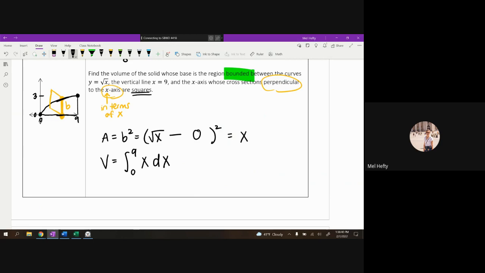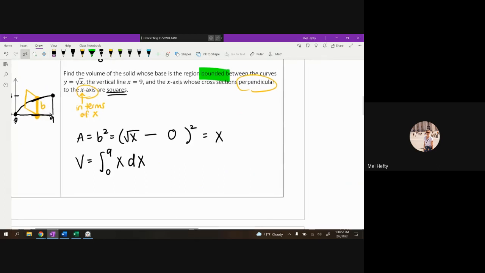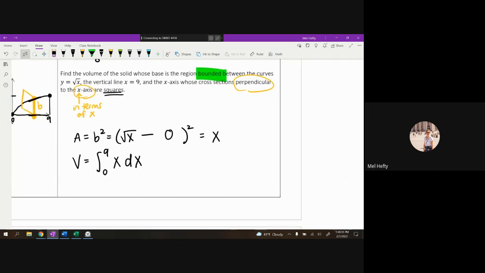The bounds of integration should match the letter that's in my problem, my variable in my problem. If you ever get stuck, a good trick is to take your pen and put it on your B and try to slide back and forth in your region. I can slide to the left to 0 all the way to the right to 9.